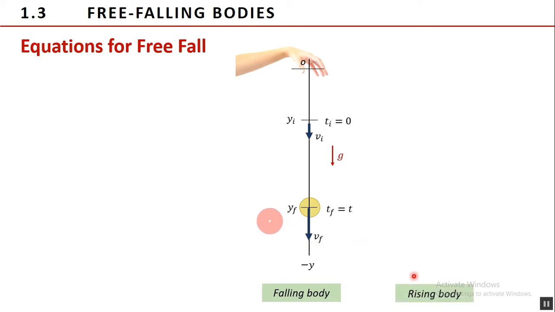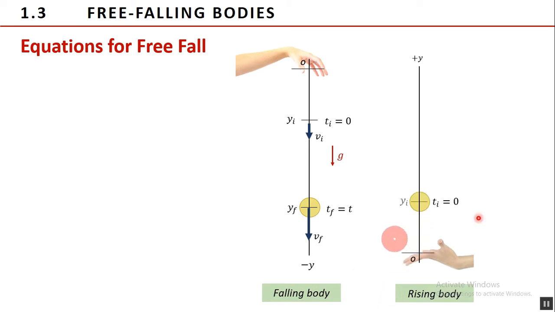On the other hand, for a rising body, the body is at initial position y sub i from the origin at time 0. At this point it has an initial velocity of v sub i. As it moves against gravity and the position has changed to y sub f, the magnitude of its velocity is decreased to v sub f.